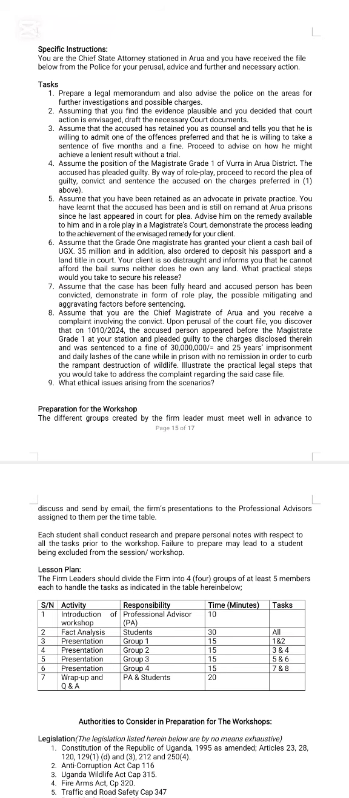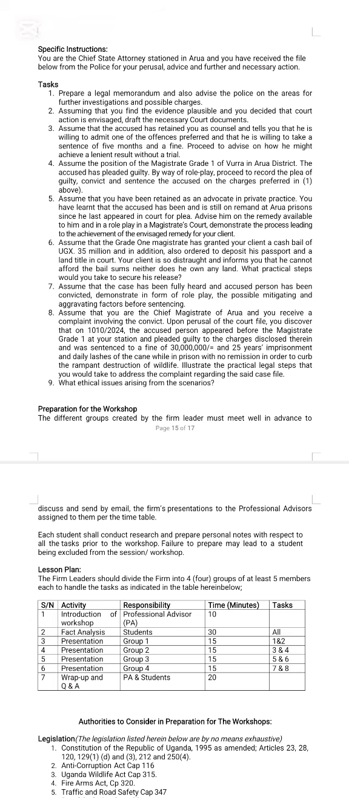Assume that the accused has retained you as counsel and tells you that he is willing to admit one of the offenses referred and that he is willing to take a sentence of 5 months and a fine. Proceed to advise on how he might achieve this. So we shall look at plea bargaining rules. They provide for a plea bargaining arrangement where the accused wants to concede. That's one of the options we can utilize.